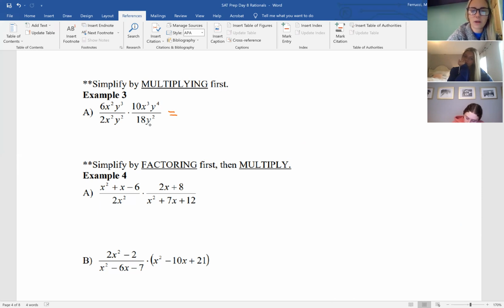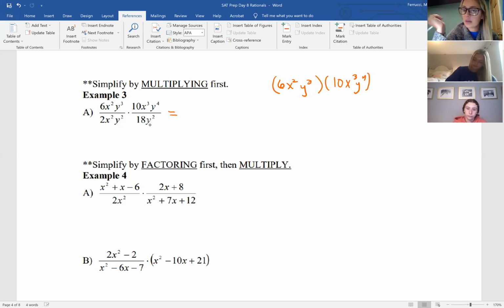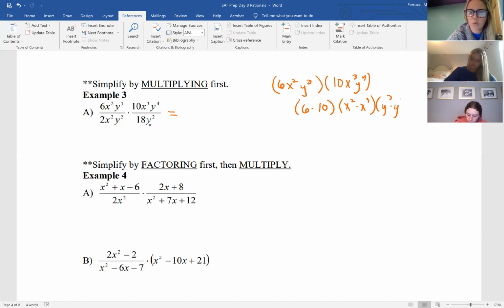So on the top, if we're multiplying 6x squared y cubed times 10x cubed y to the 4th, if we were doing it with the rules that we talked about earlier, we would do 6 times 10, x squared times x cubed, y to the 3rd times y to the 4th. Okay, so on the top, we'd get 60x to the 5th, y to the 7th.